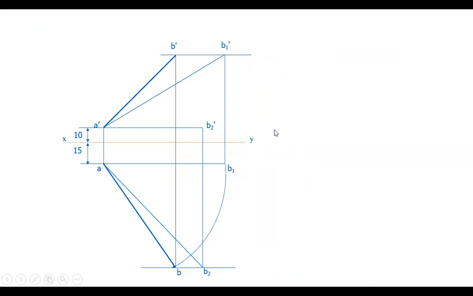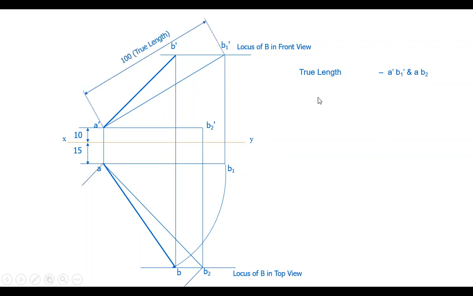And now, if you observe, these are the projections of the line. This is a line parallel to VP, and this is the final projection in the front view. This is the line parallel to HP, and this is the final top view. Here, the locus of B in the front view and top view, and we have certain parameters. They are the true length of the line, A dash B1 dash or AB2. Both are true lengths. It may be 100 or something like that.